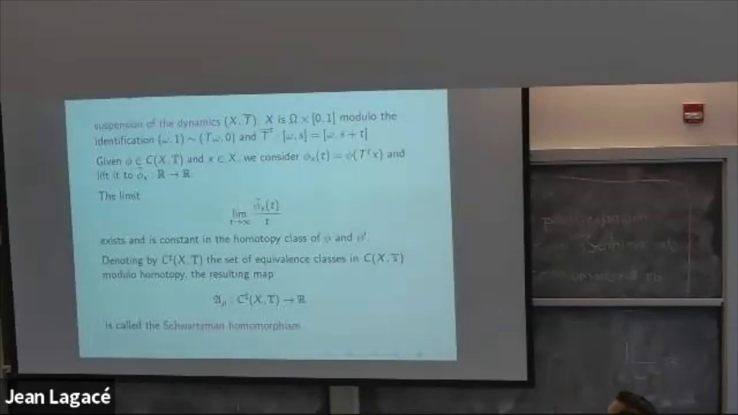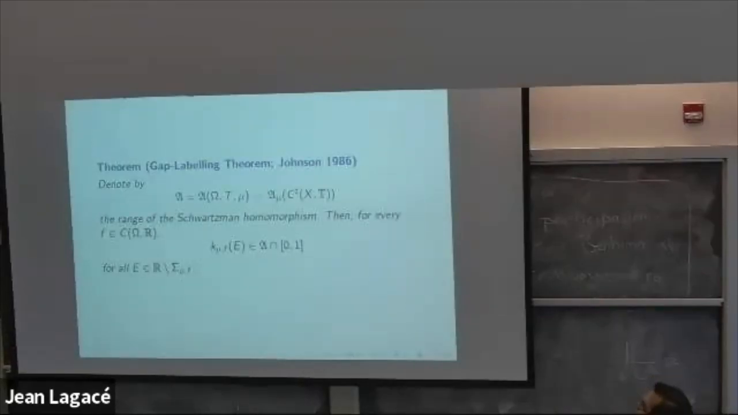You can call it a rotation number if you want. And this map now is called the Schwarzmann homomorphism. So this is how far we got yesterday. Again, it's a simple exercise to show that this object is countable. So the range will also be countable, and it's the range that gives you the gap labels. So that's the content of this gap labeling theorem in the version that Russell Johnson presented in 1986.